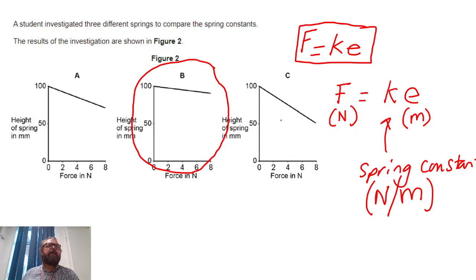C is showing a spring that stretches more easily. C has the biggest amount of change in height for 8 newtons, and so this spring constant is less. You need less newtons per millimeter to make it stretch.